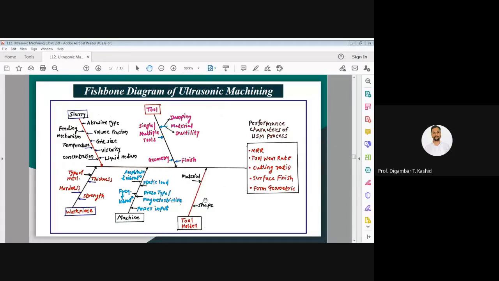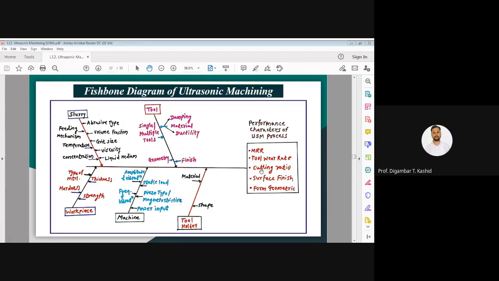Now the question arises: in what way are you going to evaluate the performance of the ultrasonic machining process? Using which parameters, or how are you going to evaluate the performance? You can see here in this rectangle I have shown. You can evaluate performance of the process in terms of material removal rate, in short MRR, then tool wear rate TWR, then cutting ratio. The cutting ratio is nothing but the material removal rate divided by the tool wear rate. And obviously the surface finish.